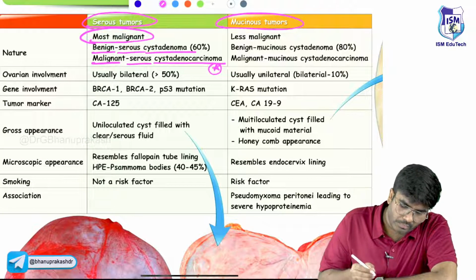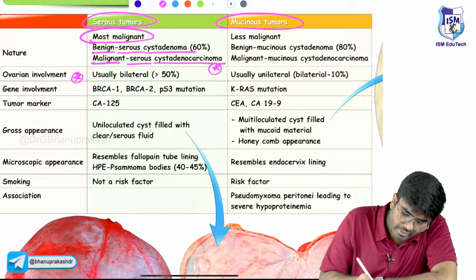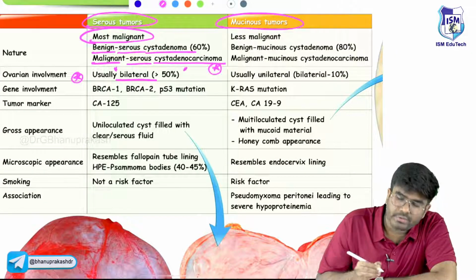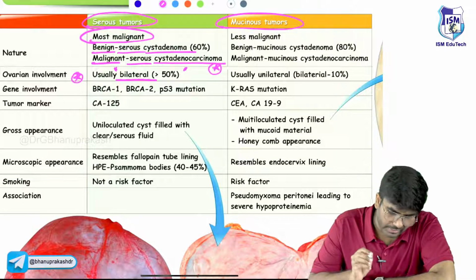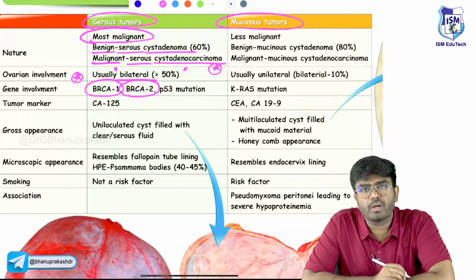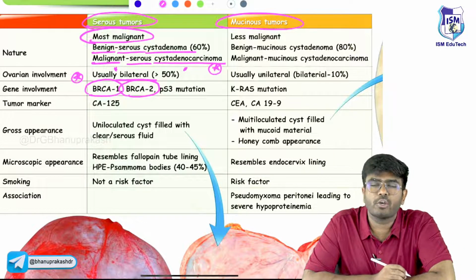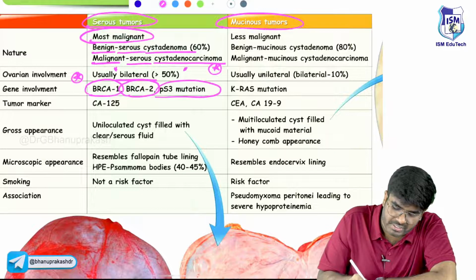So how many ovaries are going to be involved in serous tumors? Usually bilateral. This is the key word. Most of the times it is bilateral. Both sides are going to be affected. What is the gene involved? BRCA1, BRCA2 gene mutations can lead to the serous cystadenomas that can turn into serous cystadenocarcinomas. Bilateral involvement, BRCA1, BRCA2 gene mutations, even P53 gene mutations can be seen.